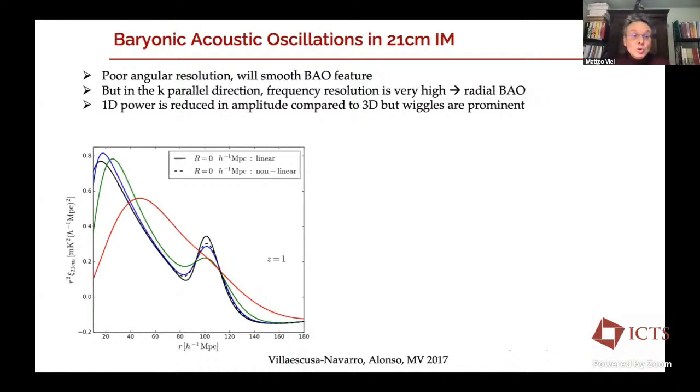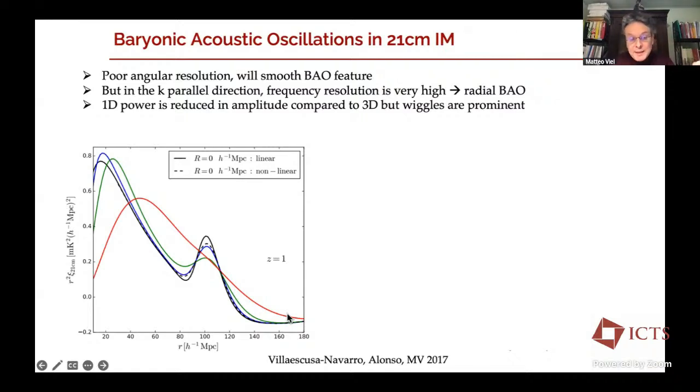The other thing that I want to show you is that you can also do baryonic acoustic oscillations. Of course, when we started working on this, we said it's going to be very difficult, because the angular resolution is so poor that the correlation function of your 21 centimeter observable will be totally swamped. And this is the case. What you see here, the black line, is the correlation function with a clear BAO peak. If you smooth it at 25 megaparsec, you get this line here, so no peak whatsoever.